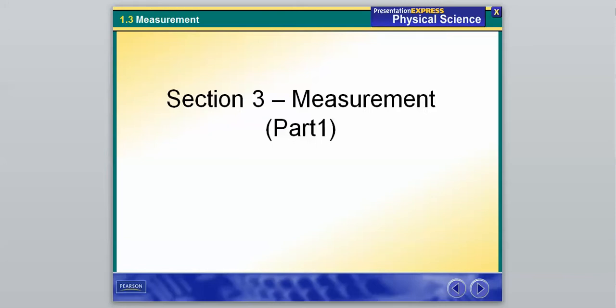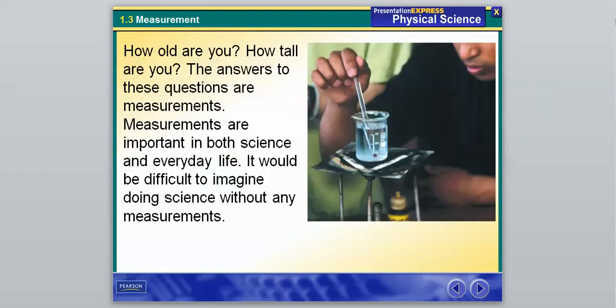To start, they're going to give us some examples of measurements that help put it into perspective with your real life. It starts by asking, how old are you and how tall are you? The answers to these questions are measurements. Whether or not you know it, we have tools to tell us how old and how tall we are, and they're very important in both science and everyday life. It would be really difficult to imagine doing science without any measurements. It is an integral part of what we're going to do in this class, being able to correctly measure things and to do it accurately in order to ensure that we have the best results possible.